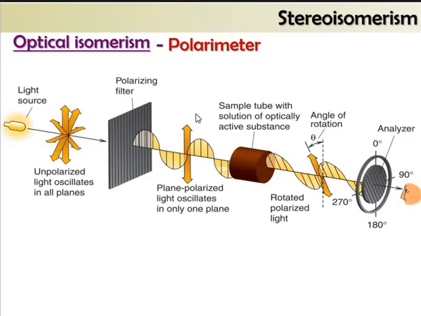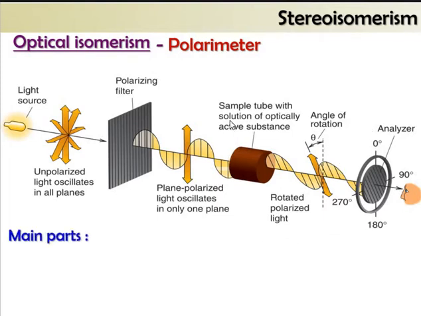Ini adalah plane polarized light di bahagian sini. So if the sample is an optically active substance, maksudnya it will rotate the plane polarized light, sama ada positive to the right or to the left. Kalau dia to the right, dia adalah positive isomer. Kalau dia to the left, dia adalah negative isomer. So di sini kita akan nampak angle of rotation dia berapa.